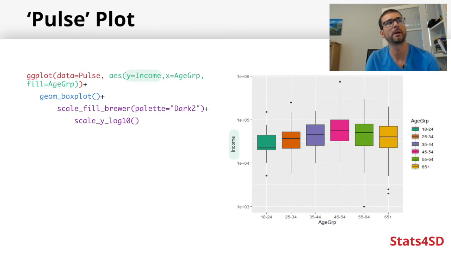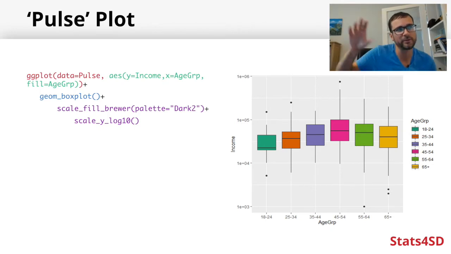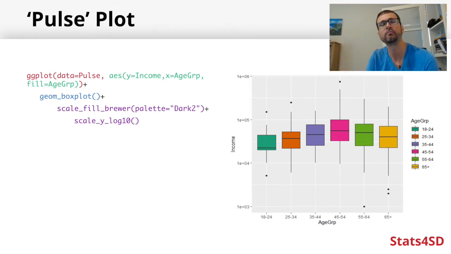We had income mapped to the y-axis, we had age group mapped to the x-axis, we set different colors for different age groups, we made the geometry box plot, and then we modified our fill aesthetic using the Brewer modifier and gave it this nice dark 2 palette, which is my personal favorite. And we also put the y-axis on a logarithmic scale. So this gave us a nice clear plot showing us that among those aged 45 to 54, this seems to be where we have the highest income when we look at the distributions, and then it kind of curves up and then curves down with age.